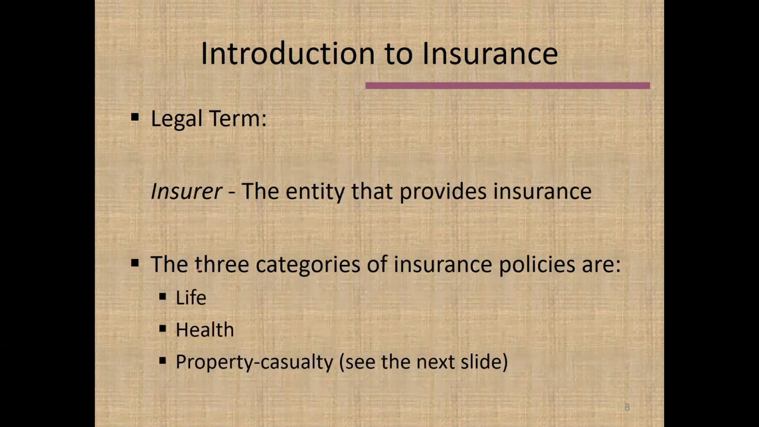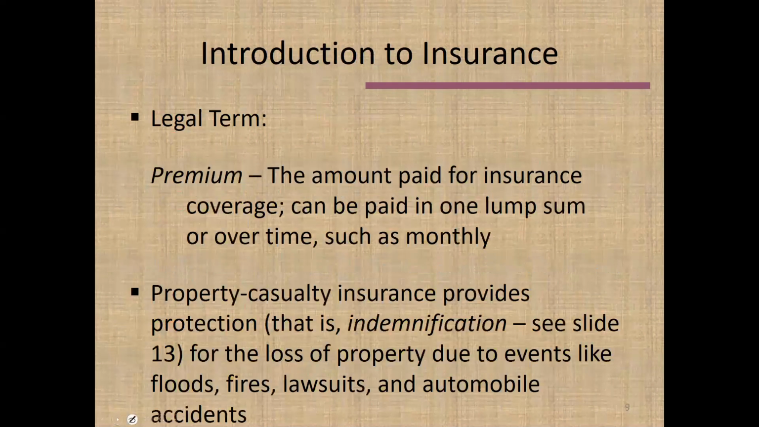So if I get diagnosed with a disease or I'm injured or something like that, then this insurance benefit will help me regain my health, will treat the symptoms, will assist me in regaining my good health. Property and casualty we'll talk about on the next slide. So property insurance provides protection for things like floods, fires, lawsuits, automobile accidents, and the property that gets injured as a result of those events. And you can see some are man-made, like a car accident or lawsuit, and some are natural.